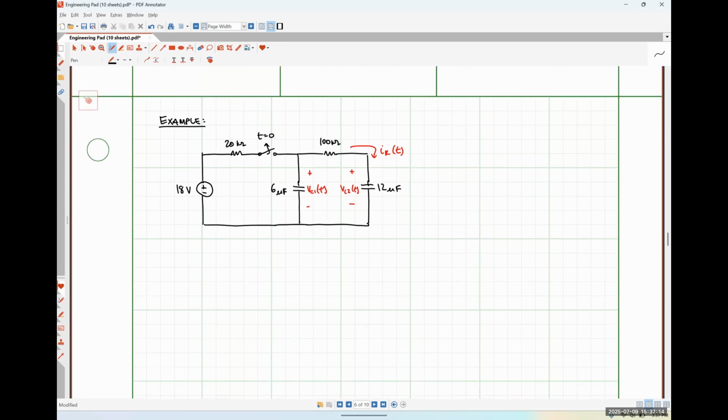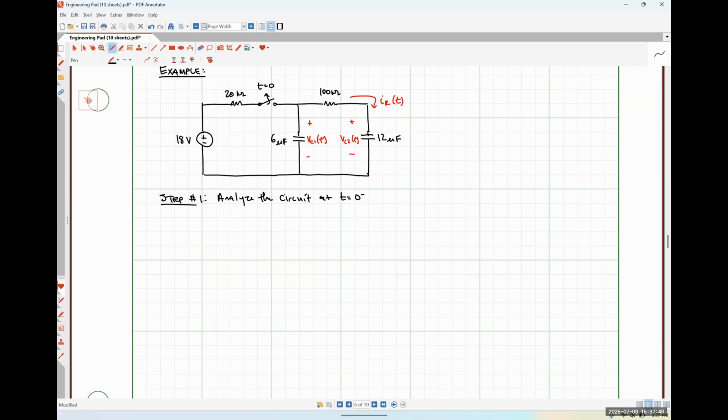So our analysis procedure is going to be incredibly similar. The only thing that's really going to change is step 4, where we calculate CEQ instead of LEQ. So step 1 remains: analyze the circuit at t is equal to 0 minus. Okay. So at t is equal to 0 minus, our switch was closed. So our circuit should look something like this.